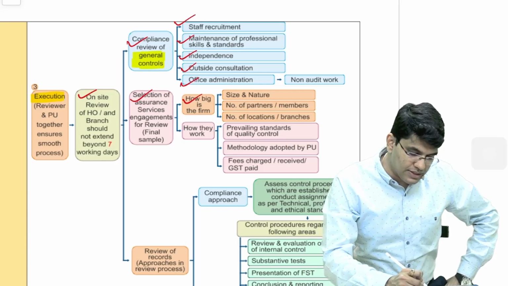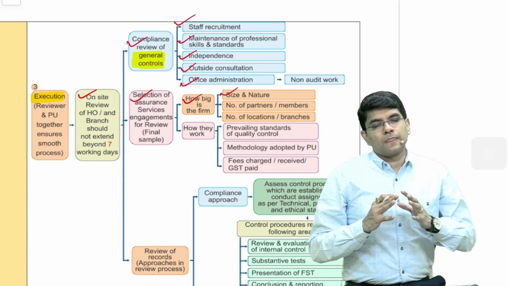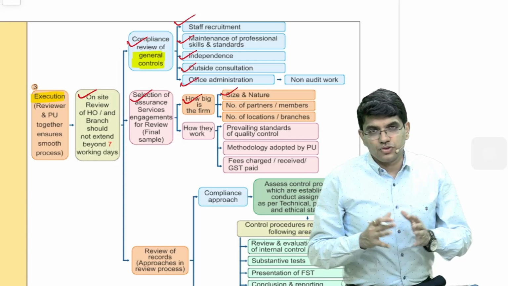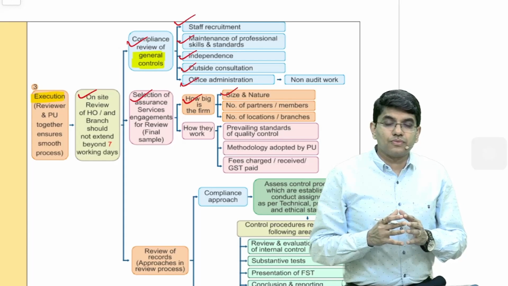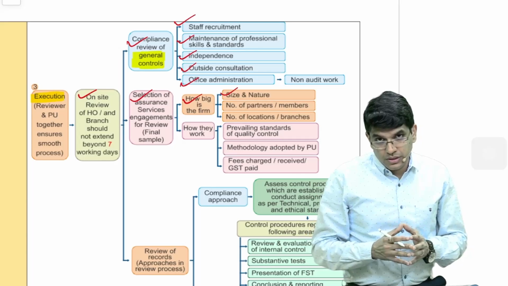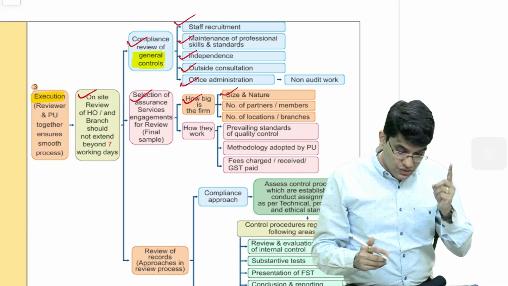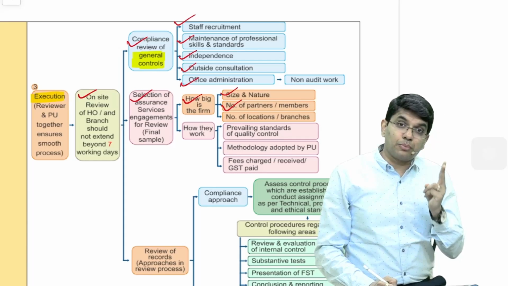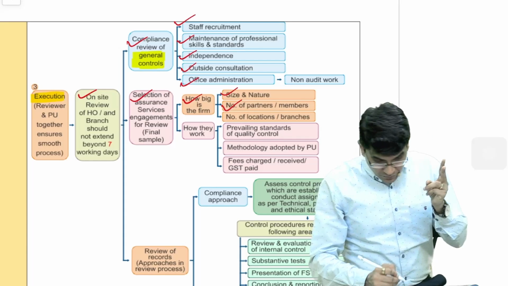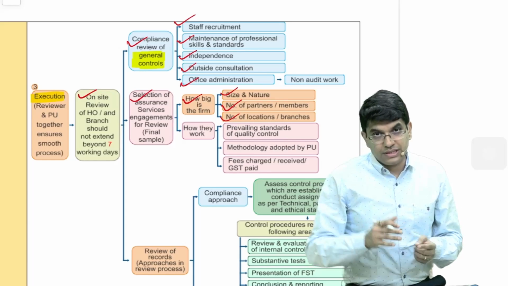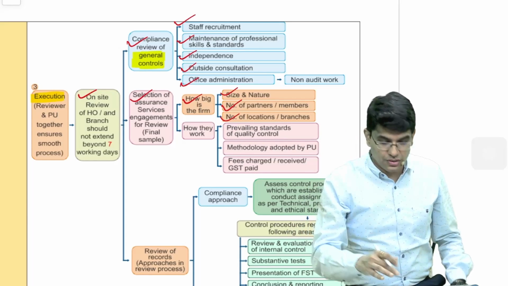Factors they will keep in mind: how big is the firm? What is the size of the firm? How many people are there? Size and nature of assignment. What is the number of clients, the size, and the nature of services they give to their clients? Size, number of partners, number of employees, then number of locations and branches. So size and nature, partners and locations.